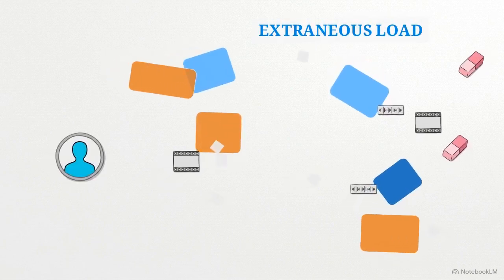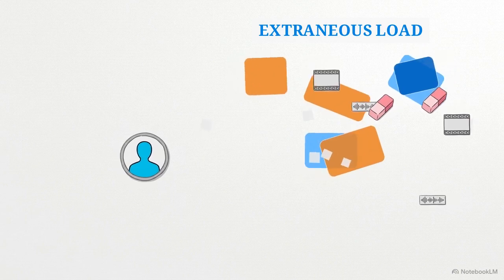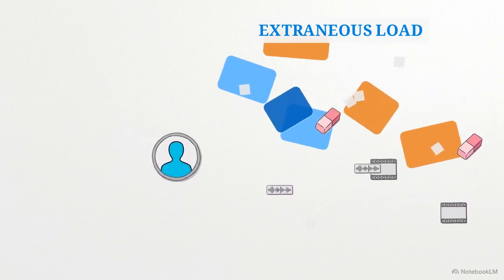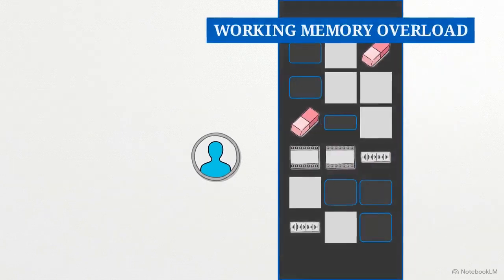This diagram illustrates what happens when we try to learn from an improvised tutorial. Unscripted instruction is essentially noise. It forces the viewer to parse chaotic information, which can block the learning process before it begins.